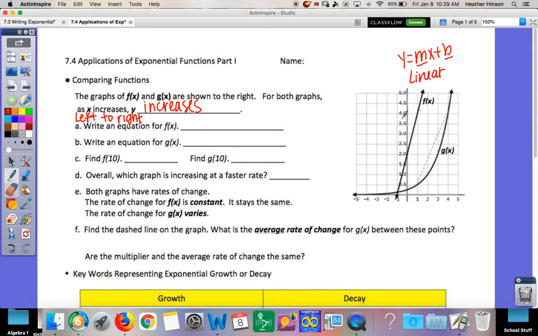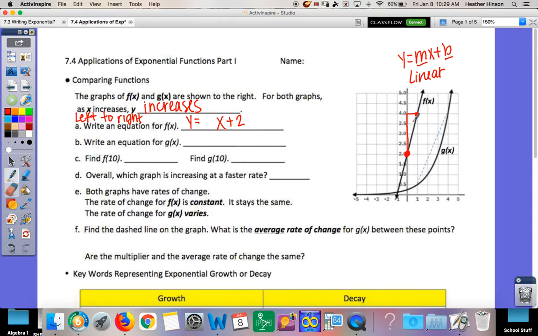So your y-intercept, that's going to be where it crosses the y-axis. That happens right here at 2. So your y-intercept is 2. Go ahead and write that in here. So plus 2. And then your slope, find your next point on the line and do rise over run.